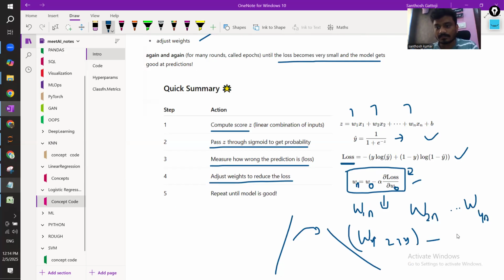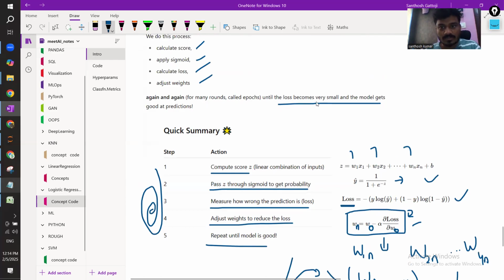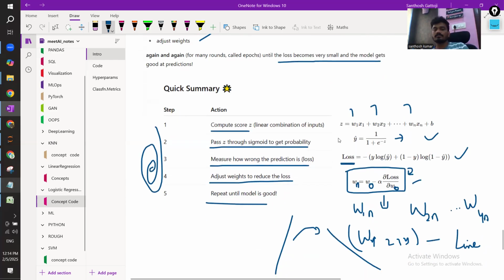That means a new line. So you will repeat the same process again and again. You'll do this step until the loss becomes very small. For every new line, it is giving you a line with less loss, because we have introduced gradient descent, and the job of gradient descent is to give you the lowest value of the loss. So that's why it is giving a new line with less loss.